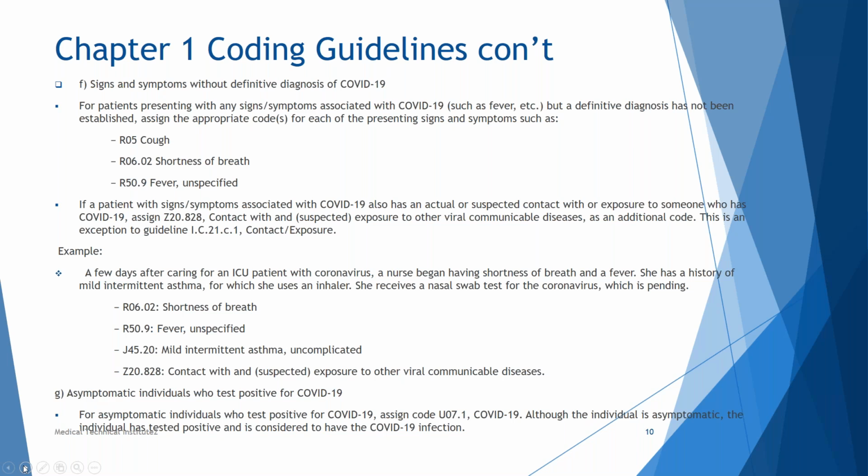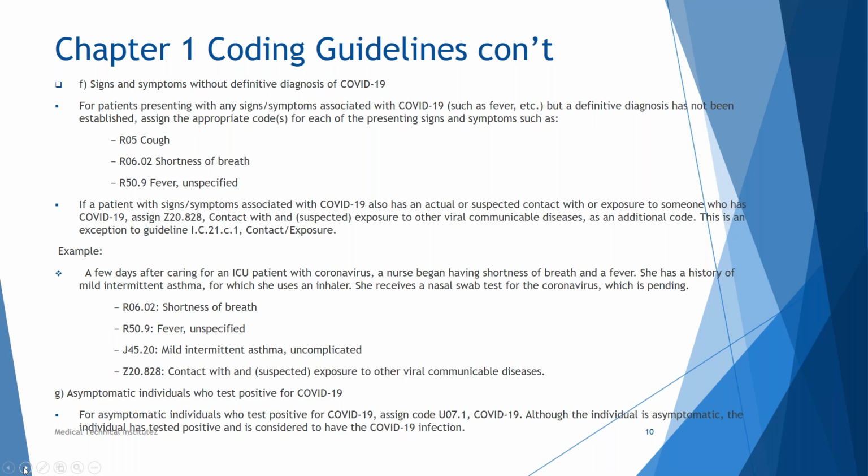So here's an example of that one here, because for the most part, we would actually use that code as the primary if it's contact with and suspected. However, because this patient has signs and symptoms, then it's coded a little bit different. So that's why it says right here as an additional code.